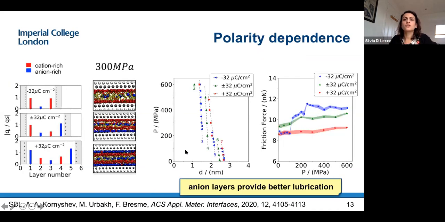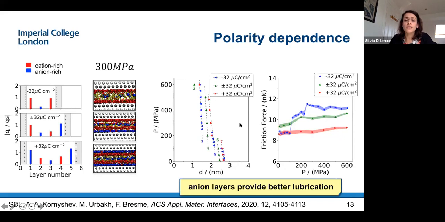Okay, we then try to change the polarity. We compare the results for negatively charged surfaces, negative and negative walls, with positive and positive walls. What's happening here? Well, when we change the polarity, we are changing the structure of the ionic liquid in the confined region. We are changing the thickness, and we are changing the number of layers that we have.